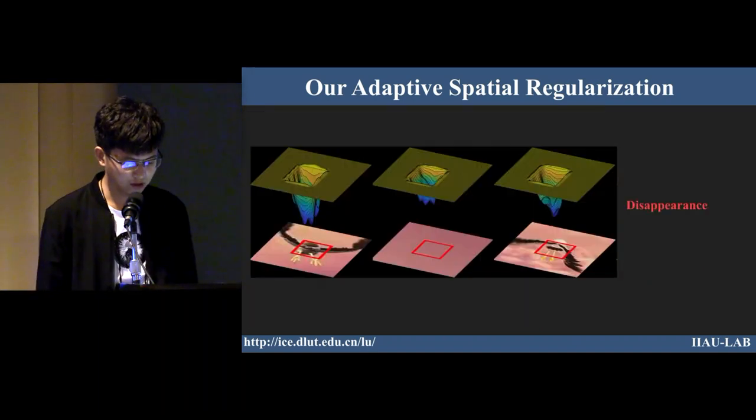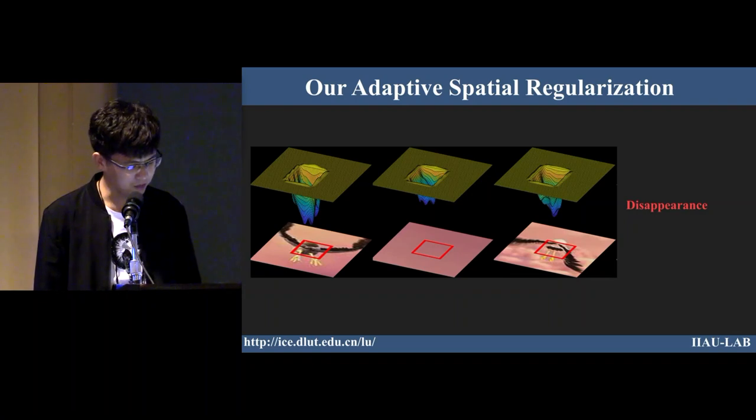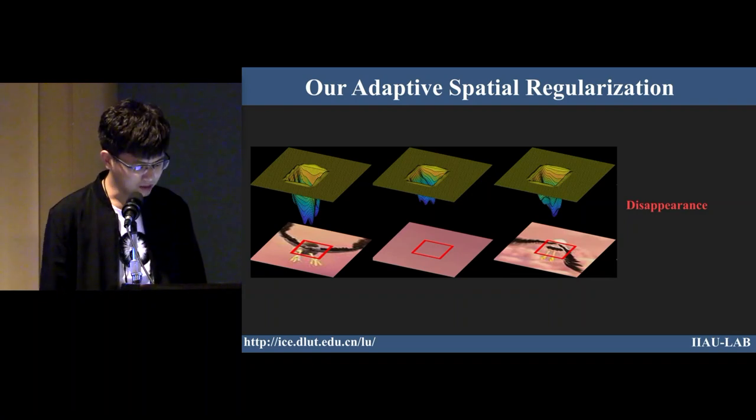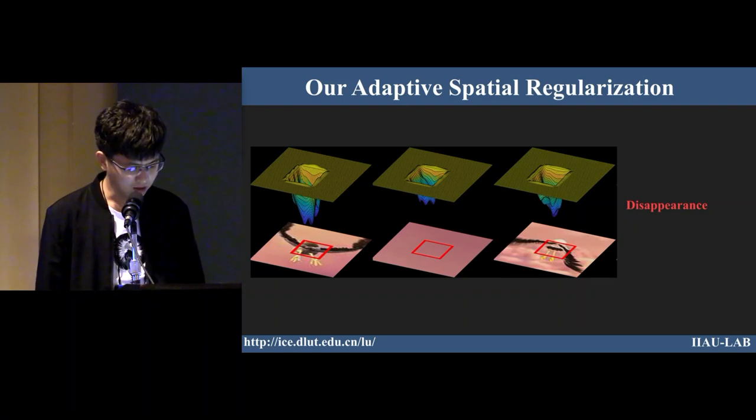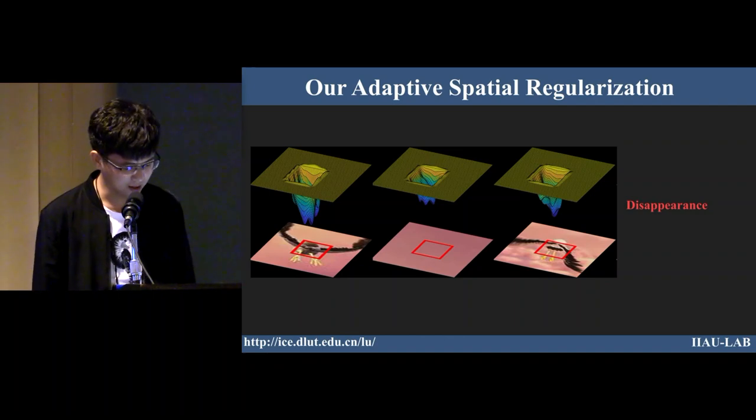Another example is about disappearances. When the target exists, the overall value of the spatial regularization is very small. Once the target disappears, its overall value becomes larger. When the target reappears, its value shrinks again.